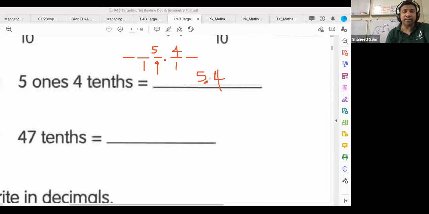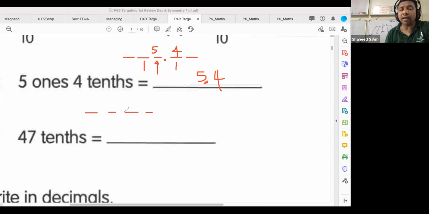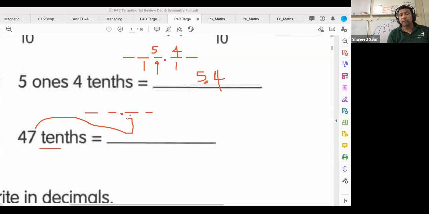I have to give you more questions on this. You have forgotten. This one, same thing. You can just draw whatever, put a dot down here. Where is the tens place? This is the tens place. Put the last digit there. What's the last digit? 7. And then 4 where you put beside it. 4.7. And that's it.